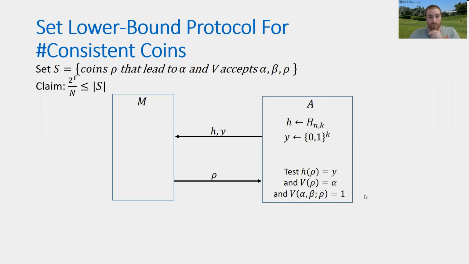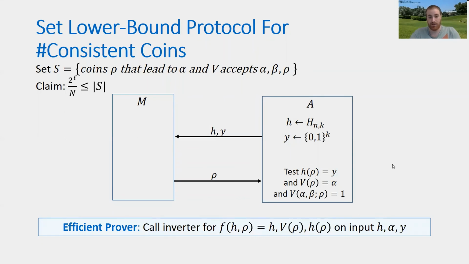So we want an efficient prover, and we want to do it in a similar way to what we did for graph non-isomorphism. The only difference here from graph non-isomorphism is that membership in the set is something non-trivial, and so we have to somehow make sure that the rho that is given is consistent with everything here.